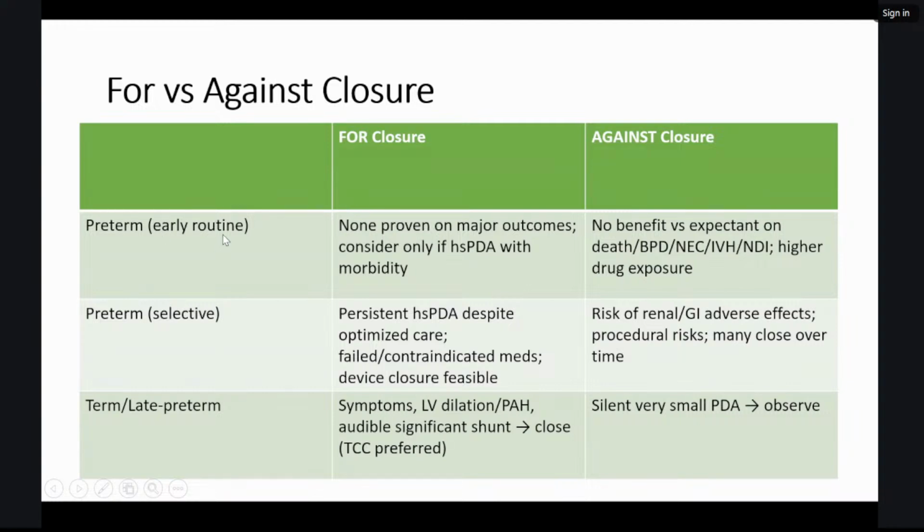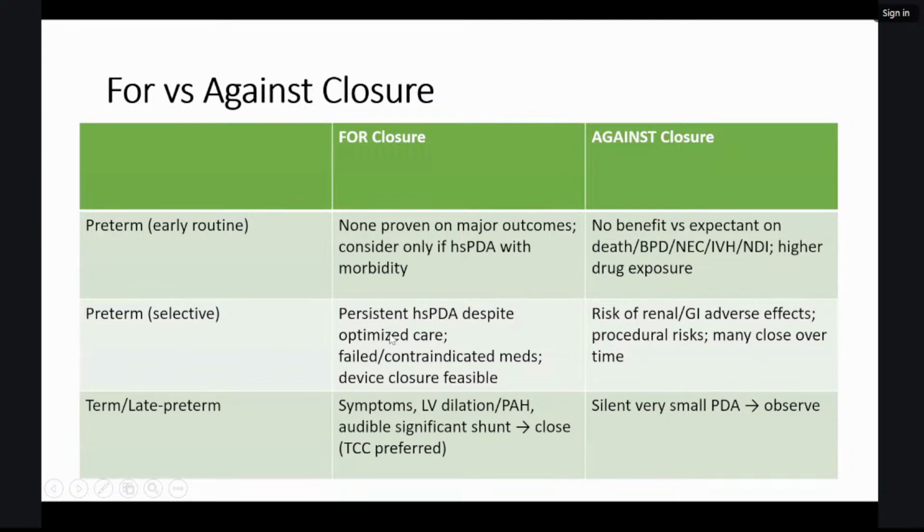In preterm, early routine closure has no proven benefit on major outcomes. Considered only if it is a hemodynamically significant PDA with morbidity. For against closure, there was no benefit versus expectant management on death, BPD, NEC, IVH, and neurodevelopmental abnormalities, and higher drug exposure. So we have to decide when to close it or not.